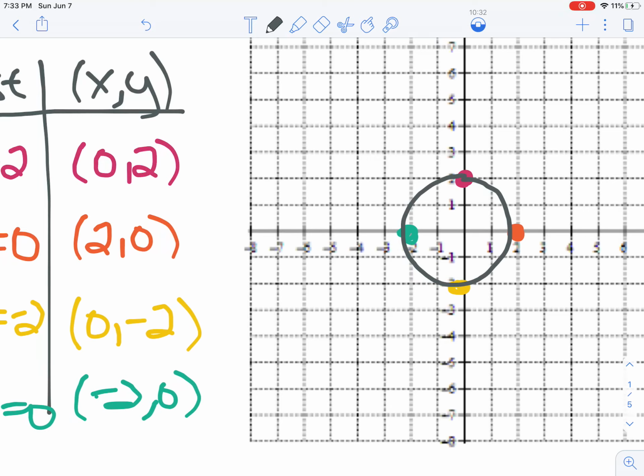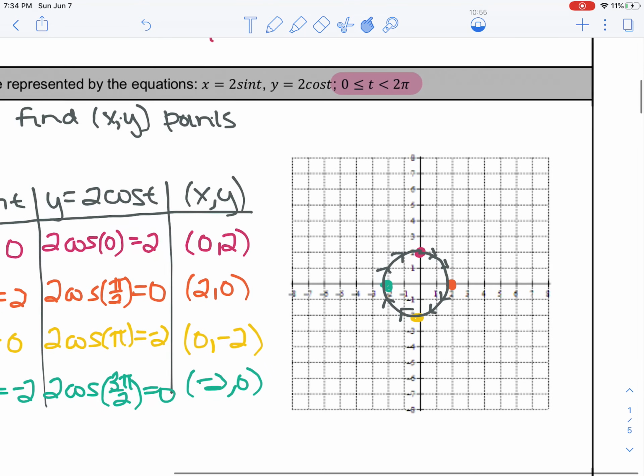So the last thing that we need to do is add our directional arrows. So I'm going to follow the order of the colored points that I plotted here in the table around my circle to show anyone who's reading this graph that we are moving in this direction. Okay, and that gives me the complete graph of our parametric equations, x equals 2 sine t and y equals 2 cosine t, using this first option.